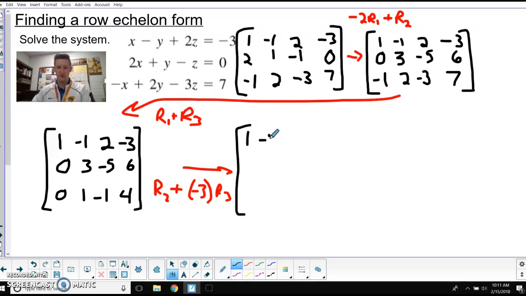Row 1 doesn't change: 1, -1, 2, -3. Row 2 staying the same: 0, 3, -5, and 6. Row 3 is going to be the different one. So if I multiply these by -3, add them to row 2.